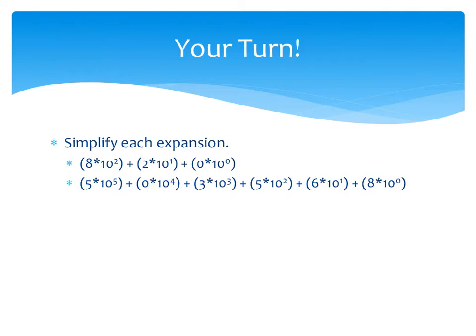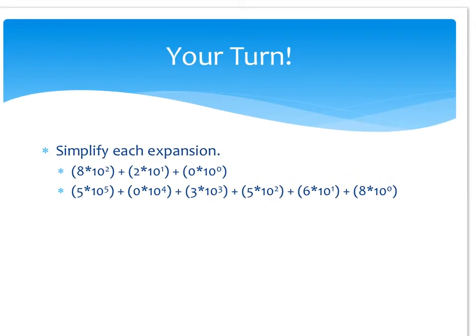So let's look at 2 together. If I've got 8 times 10 to the second, that's 800. 2 times 10 to the first is 20. And then nothing in the ones place. So here we have 820.